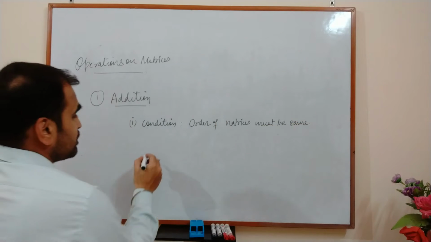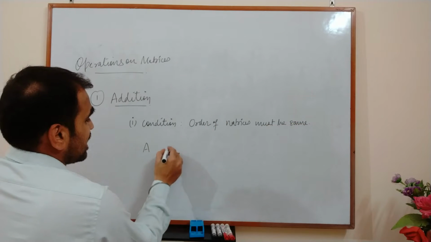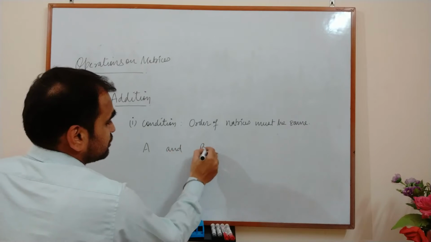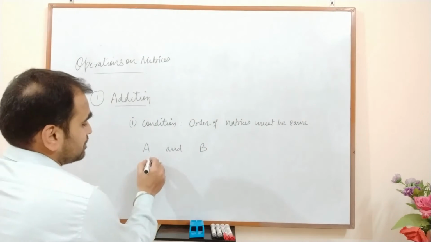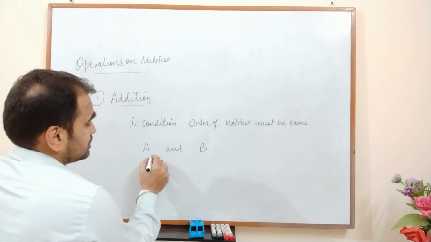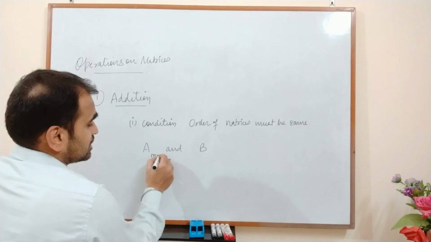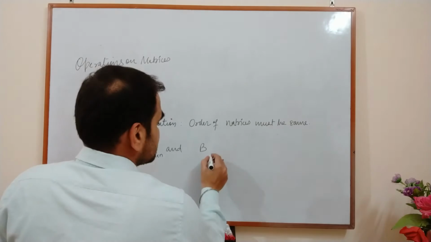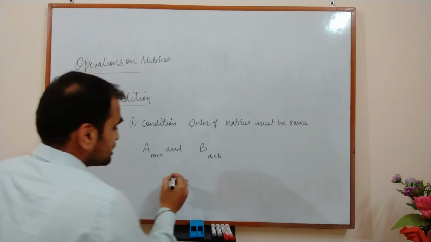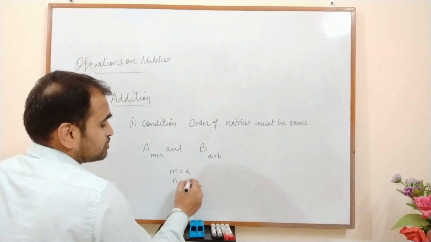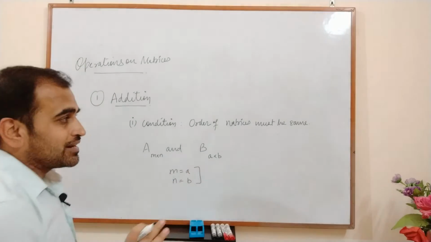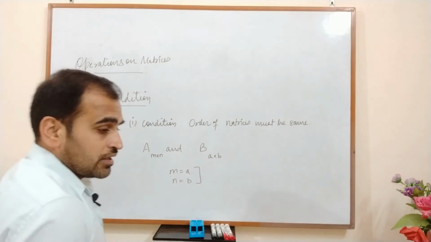If you want to add a matrix A and a matrix B, they must be of the same order. If matrix A has order m cross n, and matrix B has order p cross q, the condition is m must be equal to p and n must be equal to q, otherwise the addition of the matrices will not be possible.